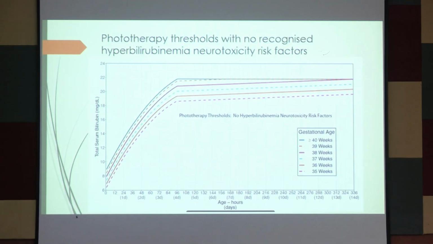There are some graphs I will show. So, this is the graph of phototherapy thresholds with no neurotoxicity risk factor. No hyperbilirubinemia neurotoxicity risk factor. There are several lines according to the gestational age. We will plot the level of total serum bilirubin on the graph and see whether phototherapy is required or not. If the value according to the gestational age comes under the respective line, then phototherapy is not needed, otherwise phototherapy will be given.